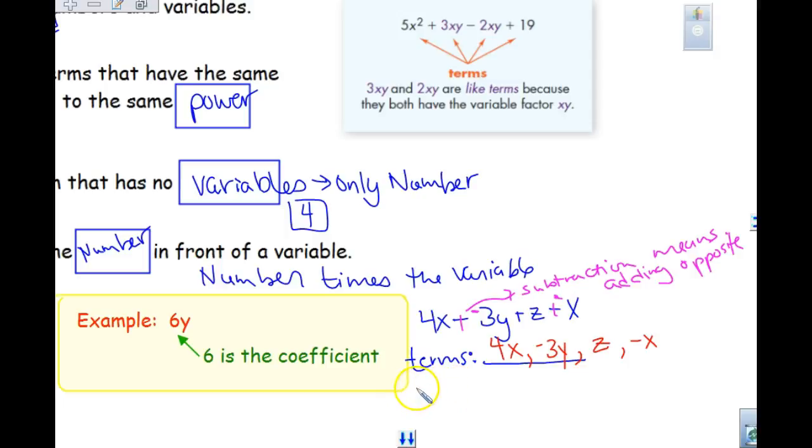So if I say, okay, those are my terms, and I say, what are the coefficients? Okay, so I want you to just write down the coefficients of all of our terms. So write it right now, and then I'm going to have you just check. So write the word coefficient. The first coefficient, 4. The next coefficient, negative 3.